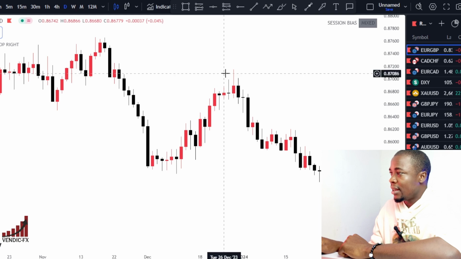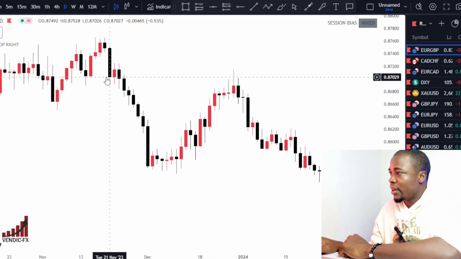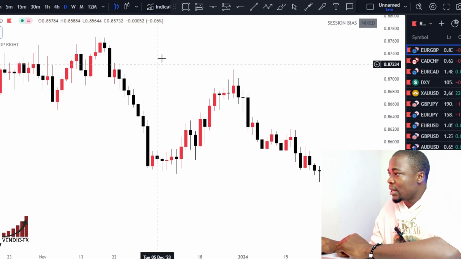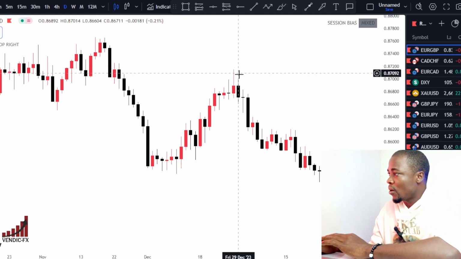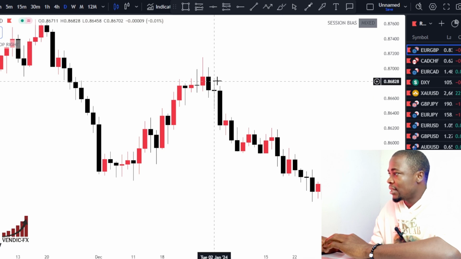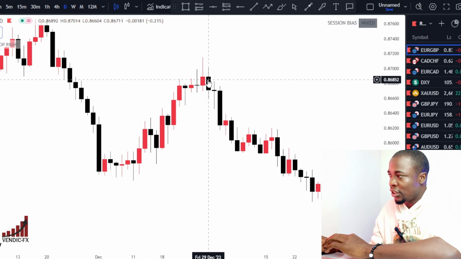Okay, then as we have a correction phase, we got into this imbalance or a fair value gap. Okay, we tap into this fair value gap, and then we have this. Okay, the market declares another direction.